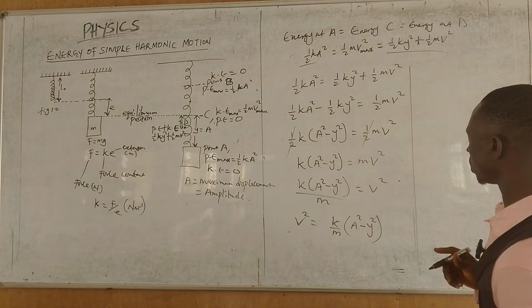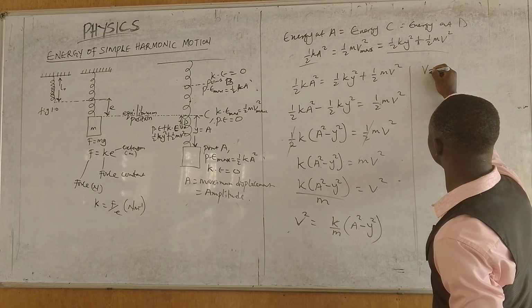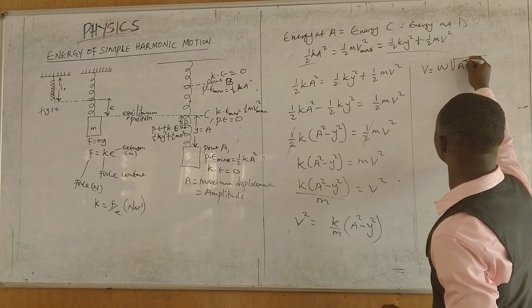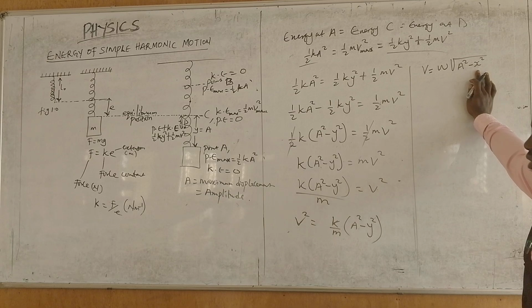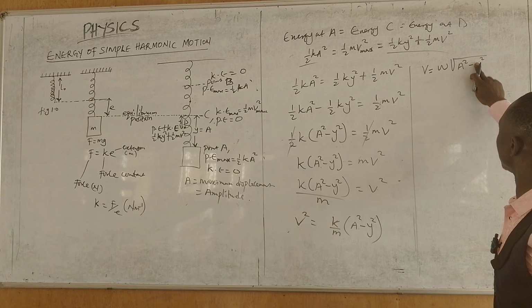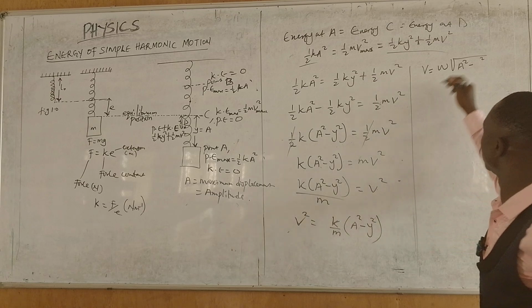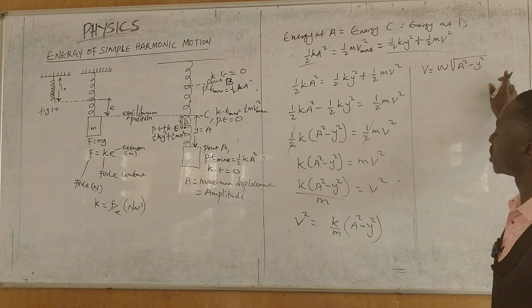This formula is looking like v equals omega root A squared minus s squared. Can you recollect? v equals omega root A squared minus s squared. But this time around, instead of x, because x is displacement, just like y is also displacement, we use y squared. In fact, sometimes we use y instead of x.